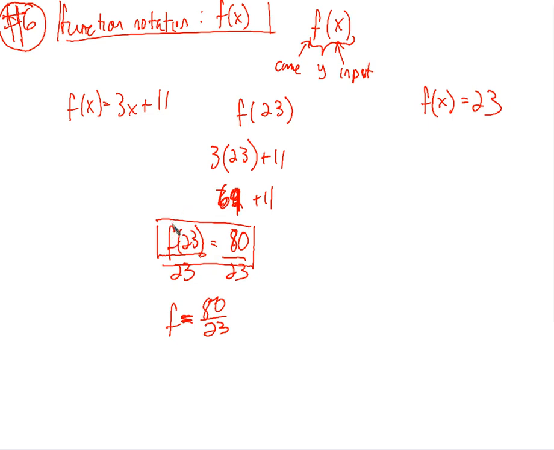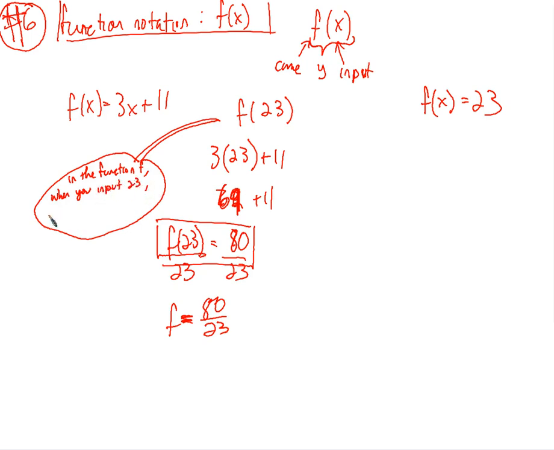F is not a letter that needs to be gotten by itself. We're not trying to figure out what f is. Like I said, f is just the name of the function, and x is the input, okay? So getting f by itself, not what you're supposed to do. This just means, okay, let's put what this means. I'm going to put a little bubble right here. So this whole thing is saying a lot of stuff right here. So in the function f, the function with the name of f, when you input 23, what is the output? Right. A lot of stuff is said right there. The function f, when you input 23, what do you get?